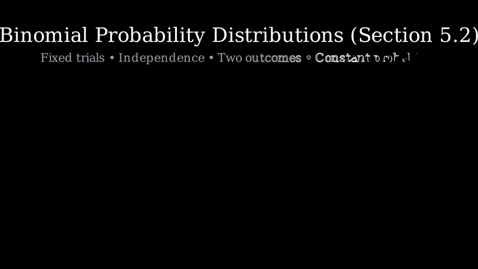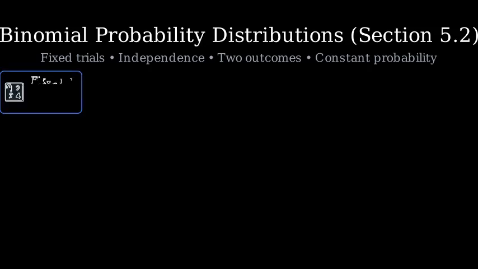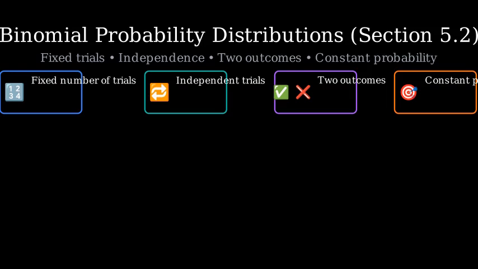Welcome! In this lesson, we will build a deep intuition for binomial probability distributions step by step with visuals and examples. The binomial setting has 4 requirements. 1. A fixed number of trials. 2. Independent trials. 3. Exactly 2 outcomes per trial, labeled success and failure. 4. The success probability stays the same on every trial. Think of these like 4 checkboxes. If all are checked, we can use the binomial model.